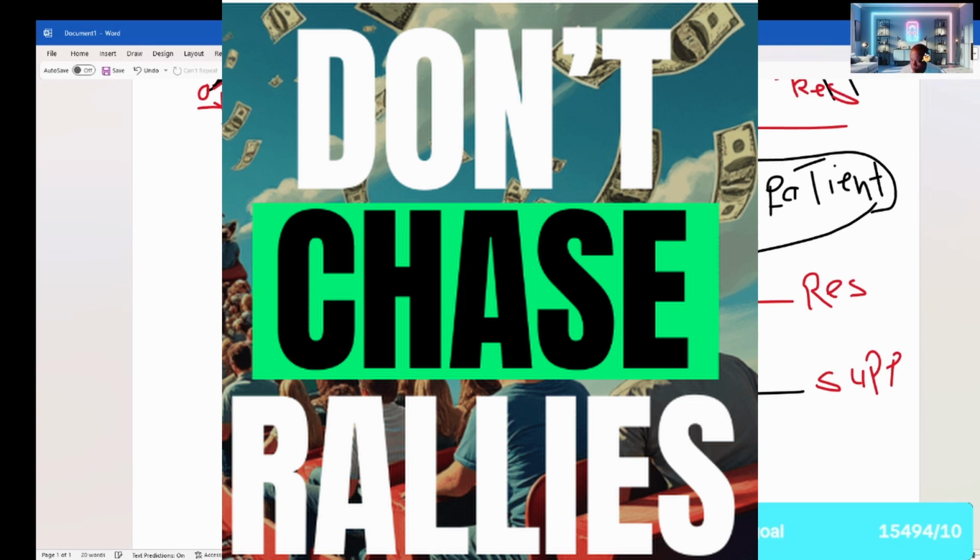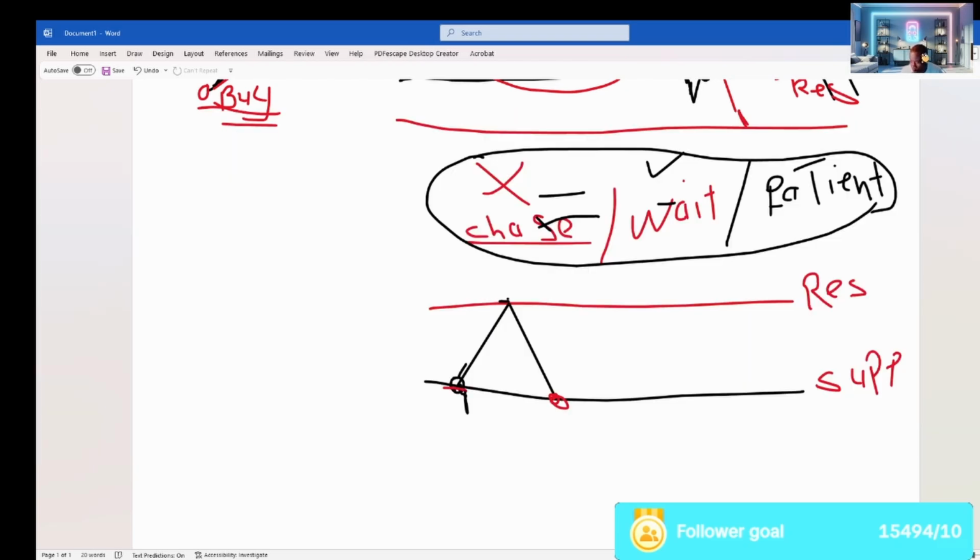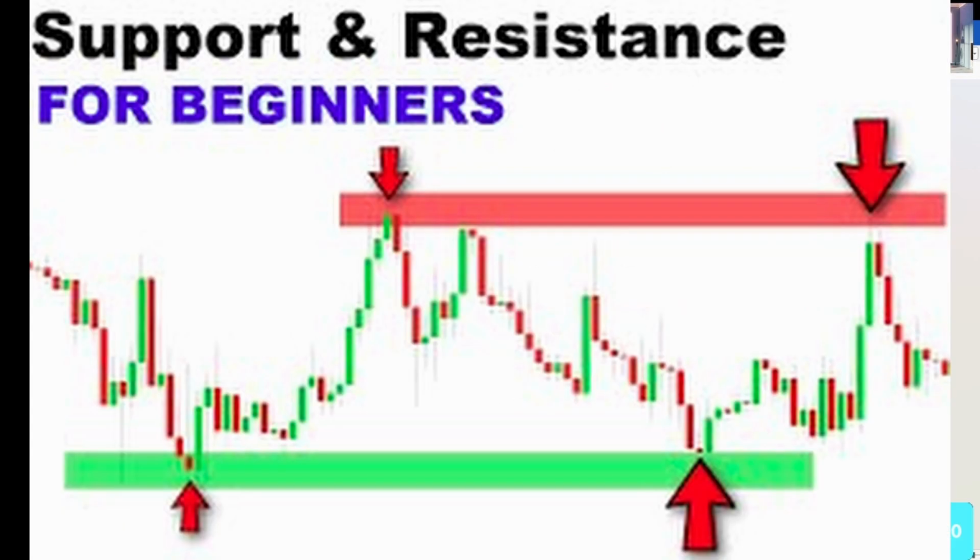Don't chase. Chasing means after the stock has been going up, you don't go after it. Just wait. If you miss it from the bottom at the support here, where you're supposed to buy, and it's going up, don't chase it, because it's going to go back. It's going to hit the resistance, because we have those two things. Those are the key for the stock market: resistance and support. If you can manage those two things very well, you'll be all right.